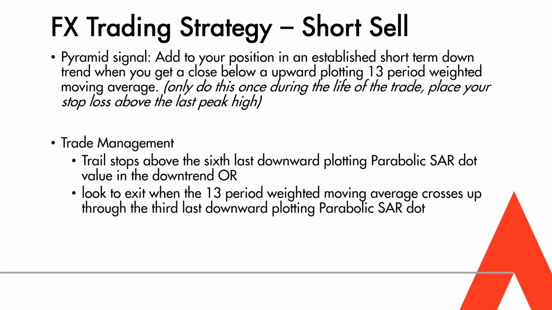So you can actually have your stop loss above the sixth last downward plotting parabolic SAR dot in the downtrend, or simply look to exit when the 13-period weighted moving average crosses up through the third last downward plotting parabolic SAR dot. So look to get out when the 13-period weighted moving average crosses up through the third last downward plotting parabolic SAR dot.